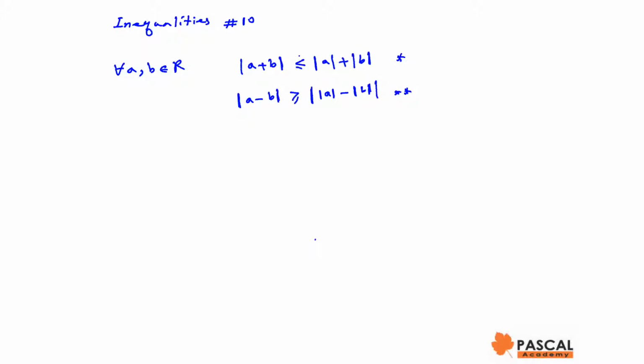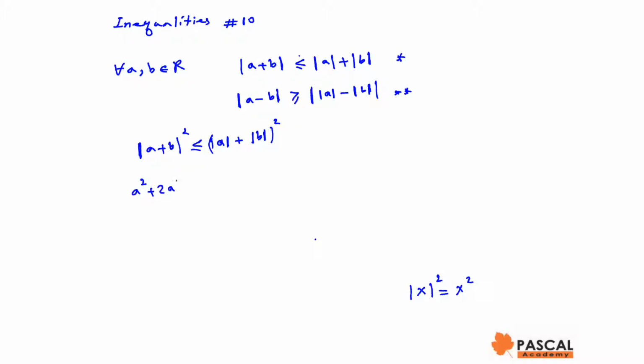To prove the first inequality, star, we square both sides. Since both sides of the given inequality are non-negative, we can do this and expand it. Notice that absolute value of x^2 and x^2 are the same.